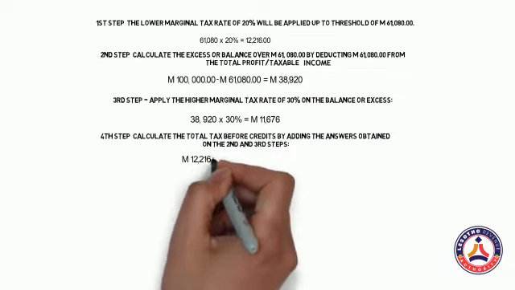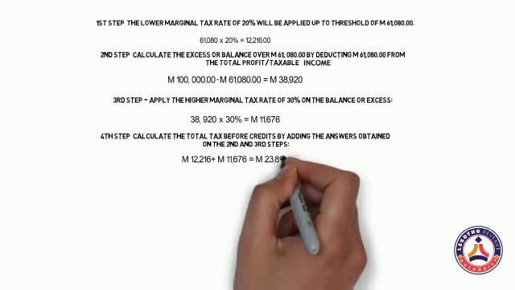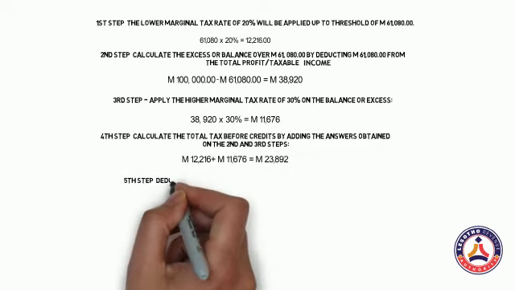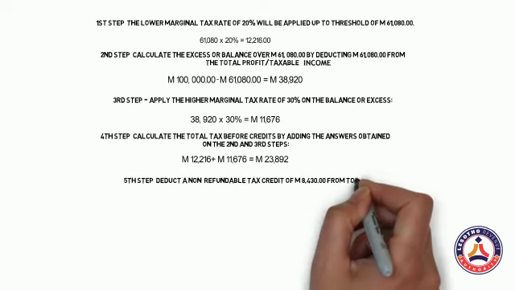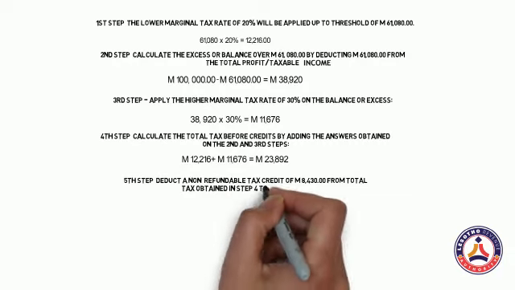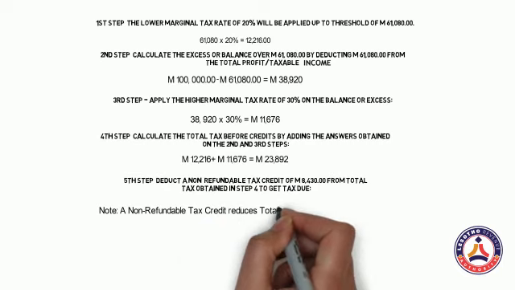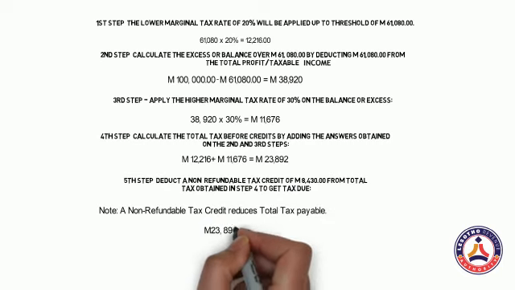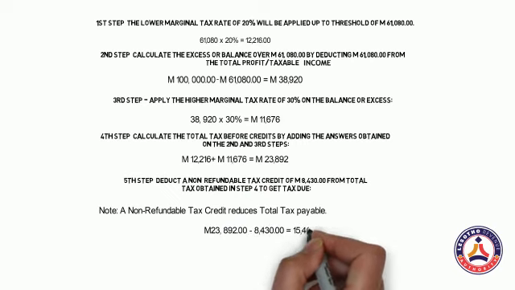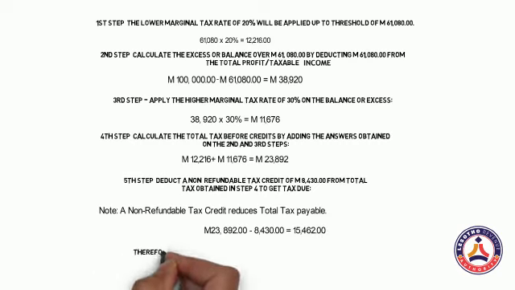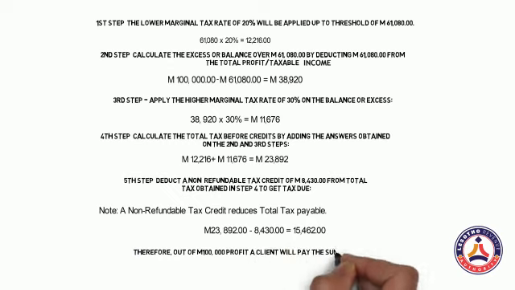12,216 maloti plus 11,676 maloti equals 23,892 maloti. Fifth step, deduct a non-refundable tax credit of 8,430 maloti from the total tax obtained in step 4 to get tax due. Note, a non-refundable tax credit reduces total tax payable. 23,892 maloti minus 8,430 maloti equals 15,462 maloti. Therefore, out of 100,000 maloti profit, a client will pay the sum of 15,462 maloti.